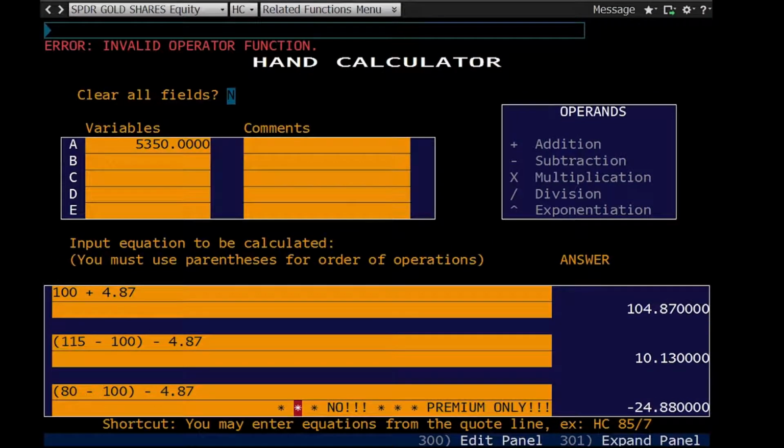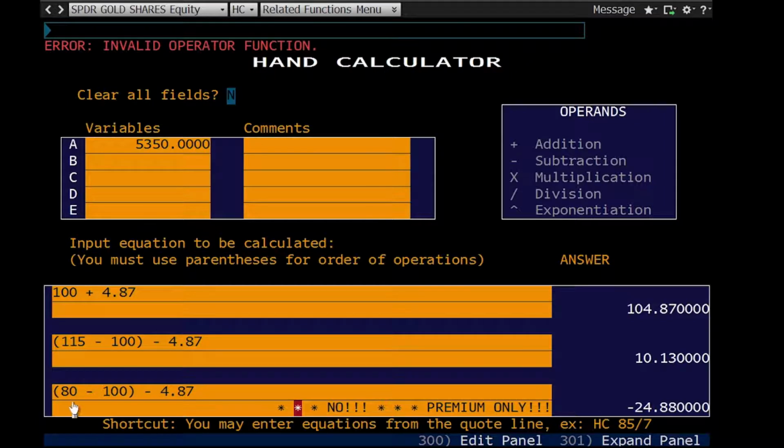This is a function called HC, the hand calculator on Bloomberg. Here is the break-even: $100 strike, plus it needs to rally the cost of the option, 4.87, gives me my break-even of 104.87. Here is my profit at $115. $115 minus the starting level of 100, subtract the cost, the entry ticket price, the cost of the option, gives me 10.13 profit.